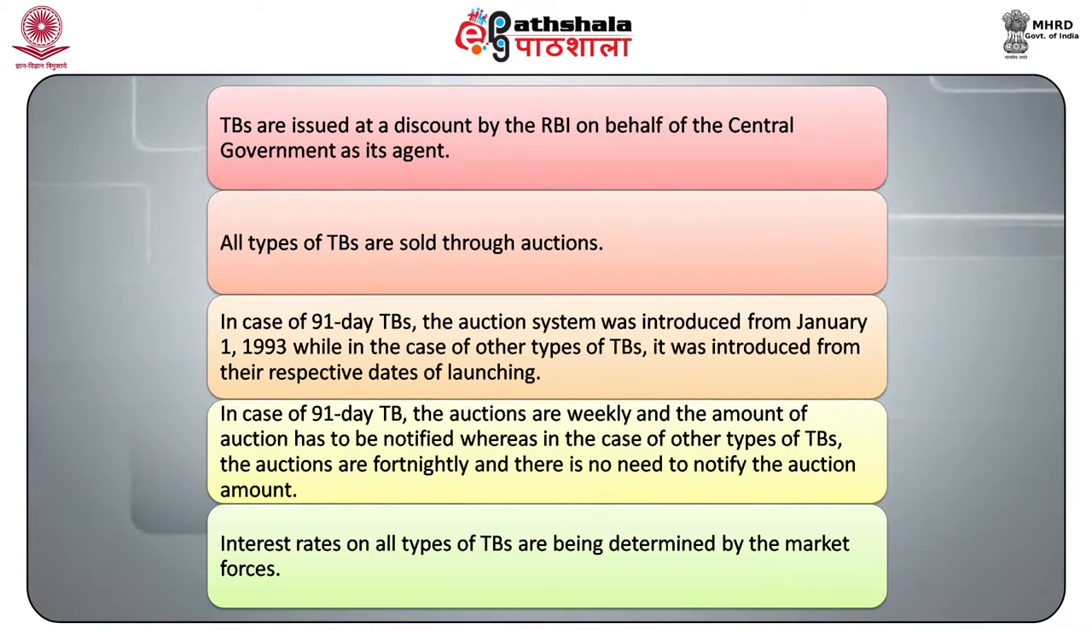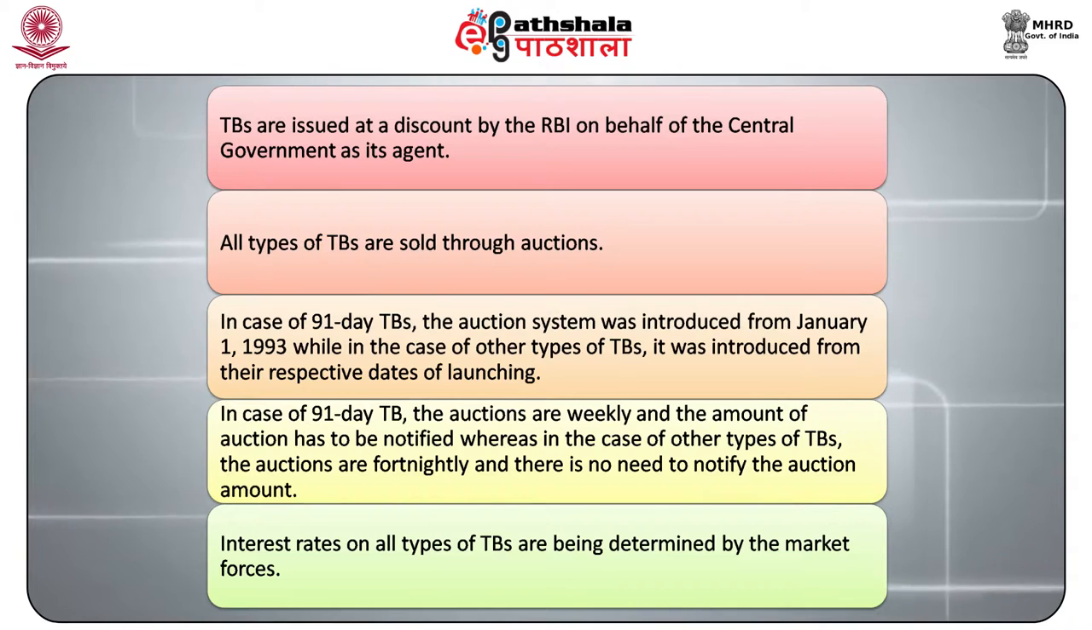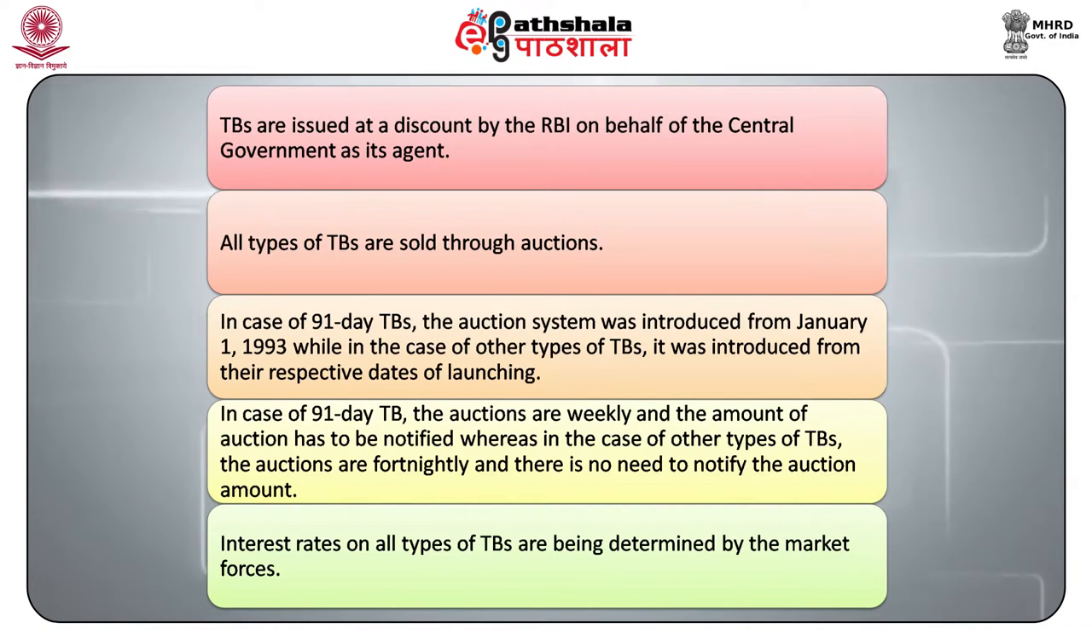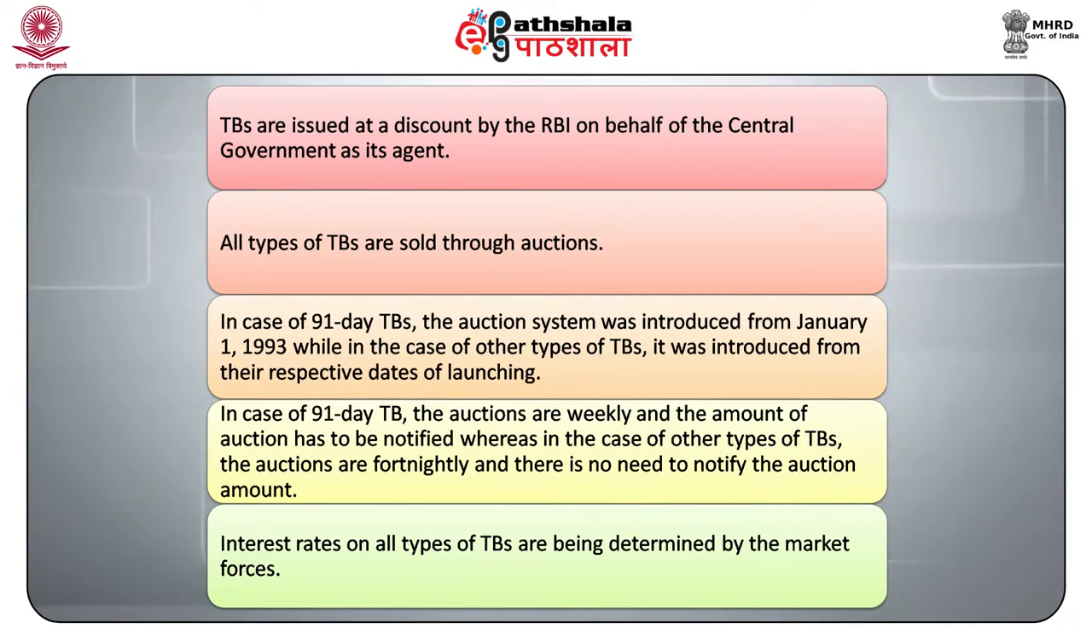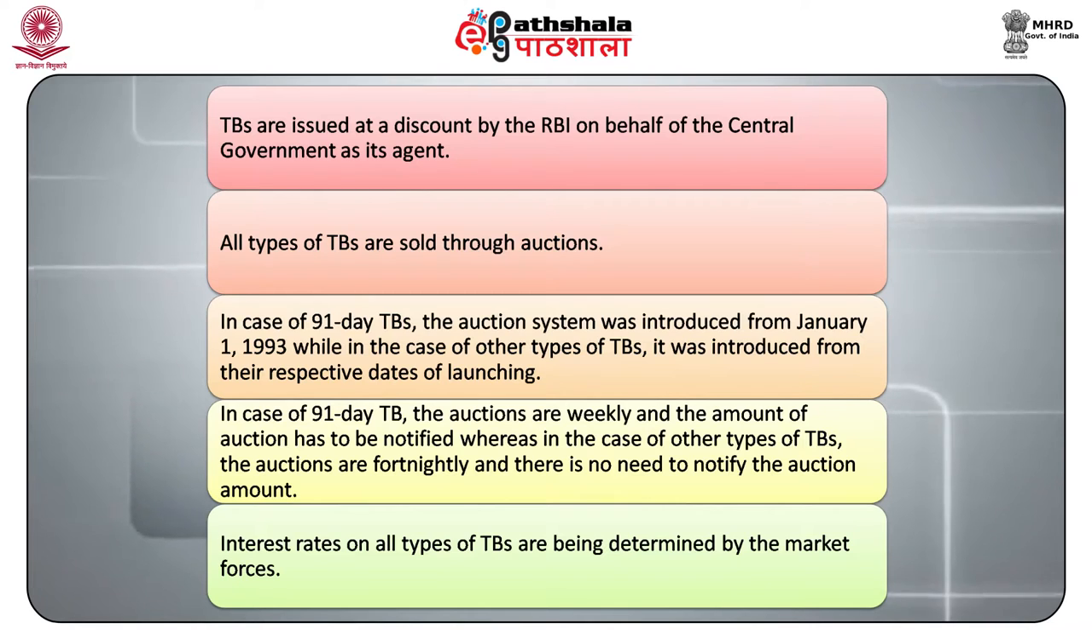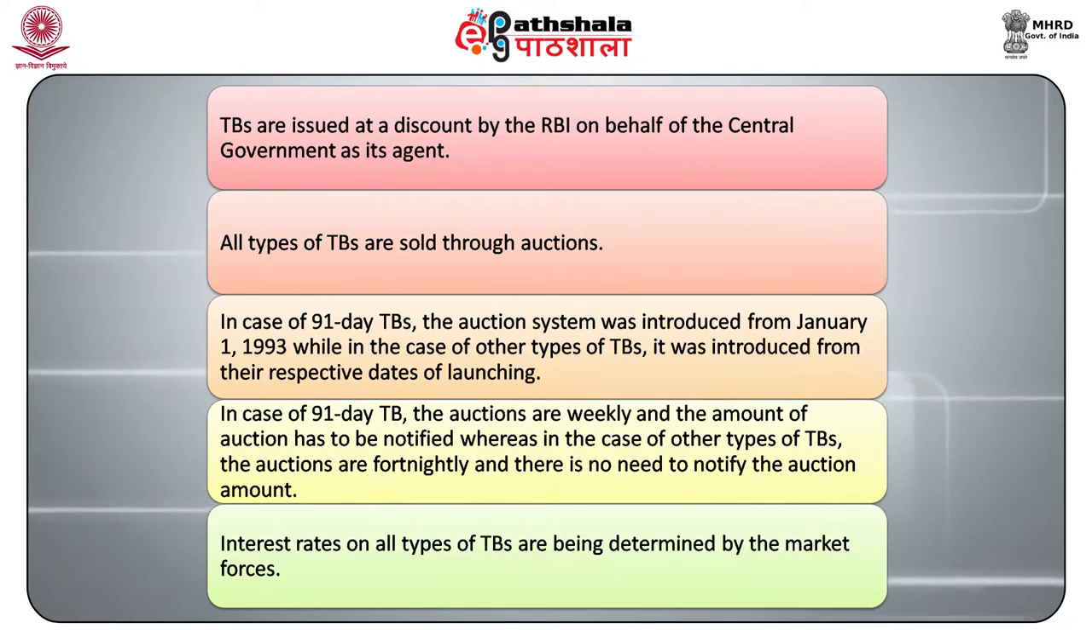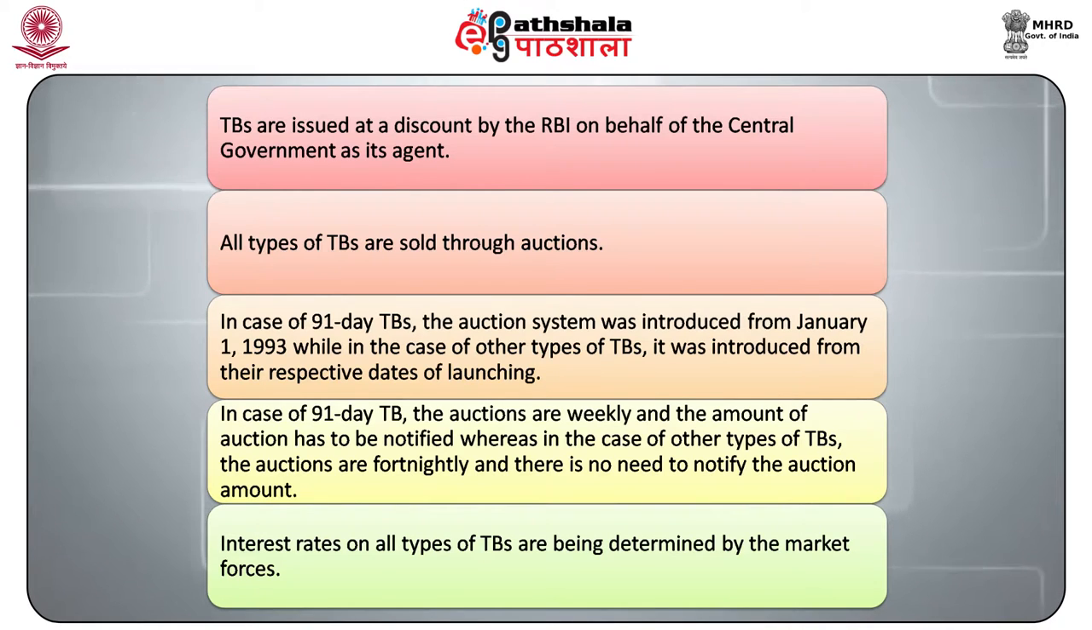In case of 91-day TB, the auctions are weekly and the amount of auction has to be notified, whereas in the case of other types of TBs, the auctions are fortnightly and there is no need to notify the auction amount. Interest rates on all types of TBs are being determined by the market forces.